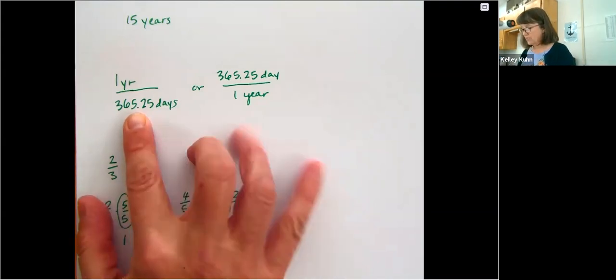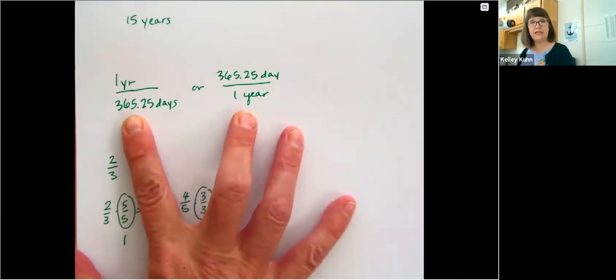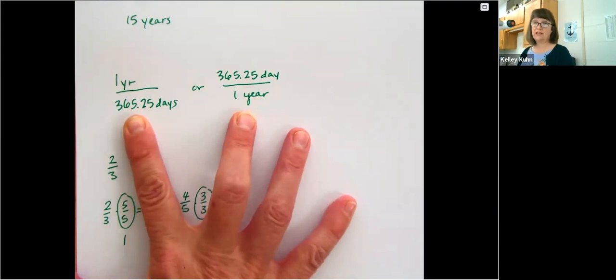So when I decide which of these to pick, I need to pick the one that will cause my unit to cancel out. What do I mean by that? Well, remember when you're multiplying fractions that anything that's in both the numerator on top and the denominator on bottom can be canceled out.